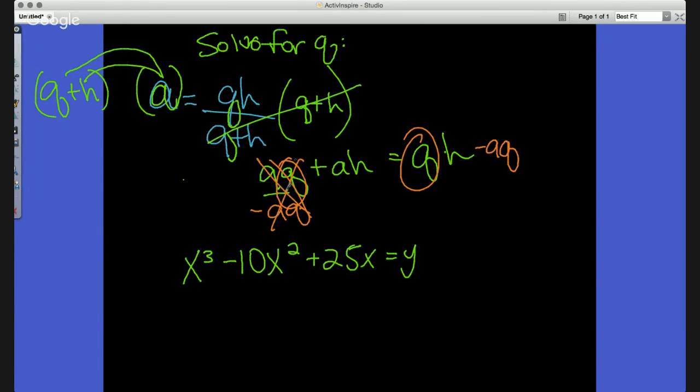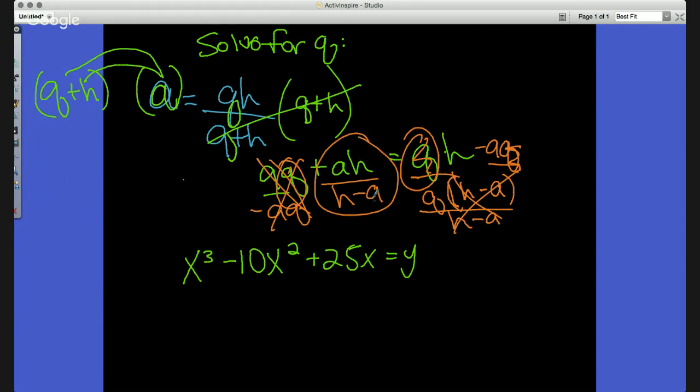Now, why do I want to do that? Well, because I want to get Q by itself. And now since there's 2 of them, I could factor out, kind of like what we're going to do down below, to where when I take a Q out, I'm left with H minus A. So now if I've got Q times H minus A, I divide by H minus A to cancel, to where now I get AH all over H minus A equals Q, since I have Q by itself, okay?